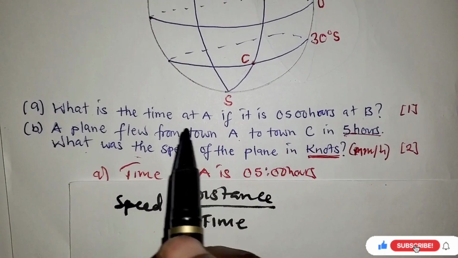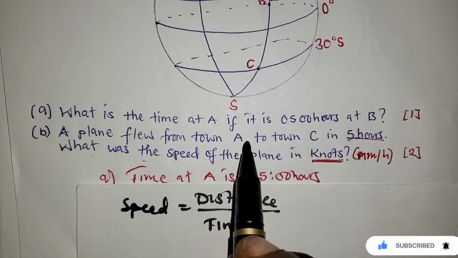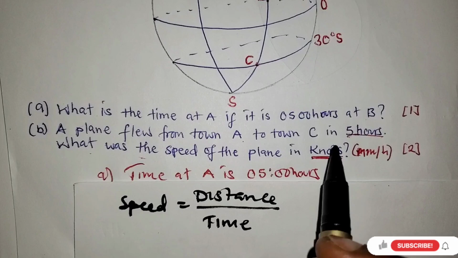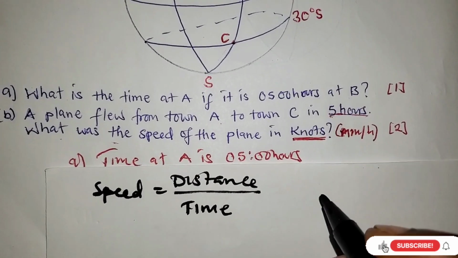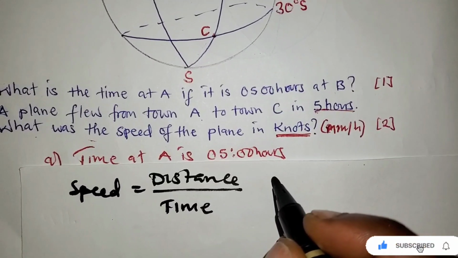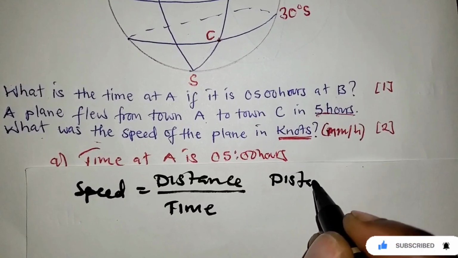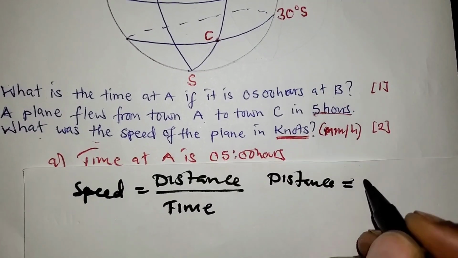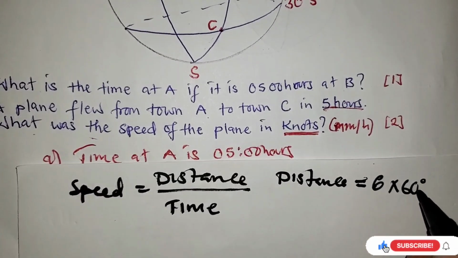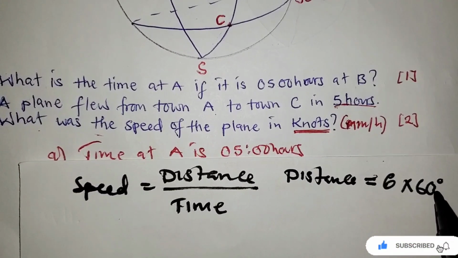Now do you know the distance here that the plane covered from town A to town C? No, we don't know. The only thing we were given here is time. So first you need to calculate distance. This is the simplest formula you can use. You can say distance is equals to theta times 60 degrees. This 60 degrees is always there in the formula. Just use theta times this.